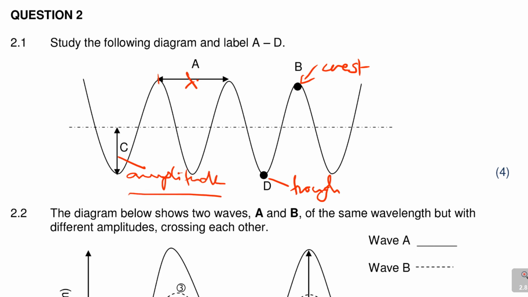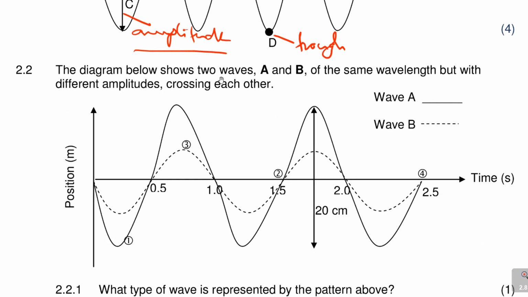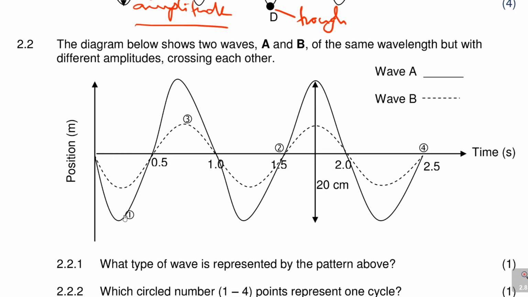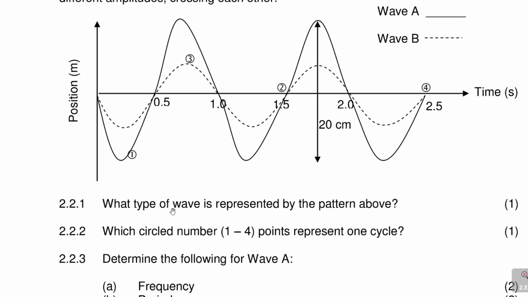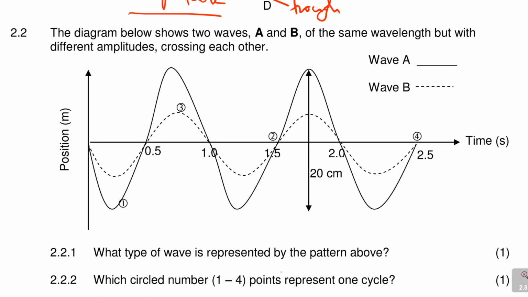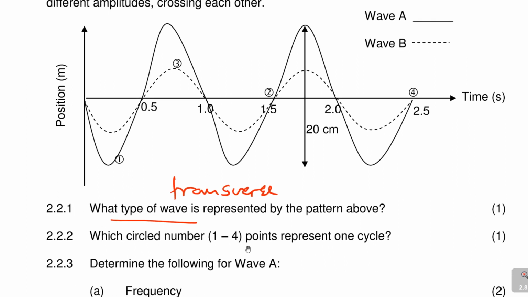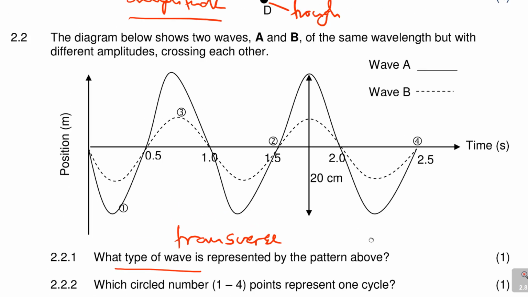Difficult? No. Next one. The diagram below shows two waves, A and B, with the same wavelength but with different amplitudes, crossing each other. Look at this. Wave A is the solid line and wave B is the smaller one. Now what type of wave is represented by the pattern? This is a transverse wave. There are two types of waves, remember? This one is called a transverse wave. And then which circled number, 1 to 4, points represents one cycle?